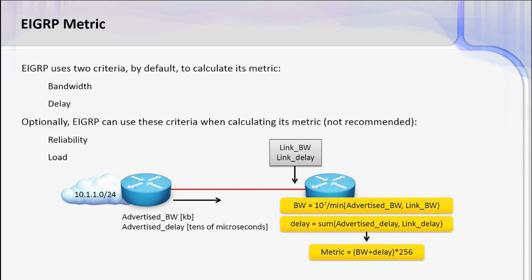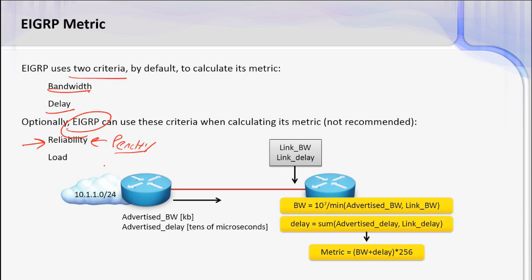So EIGRP uses two pieces of criteria to calculate the metric, bandwidth and delay. Optionally, EIGRP can also consider the reliability of the link. This is something that will get a penalty if it starts flapping.